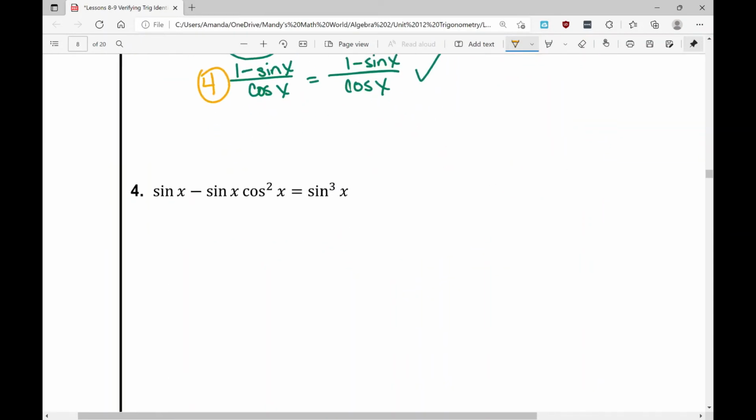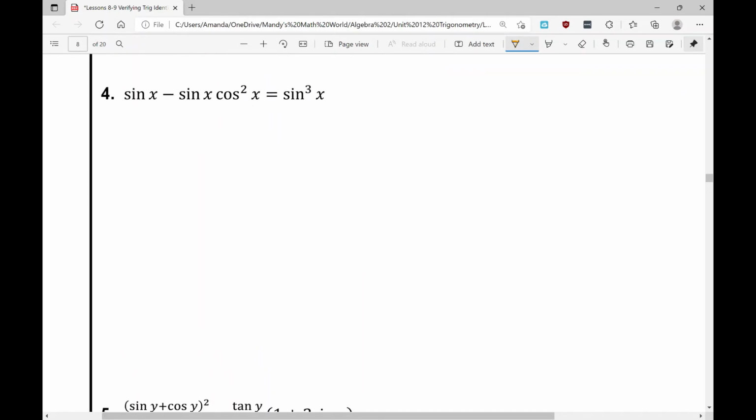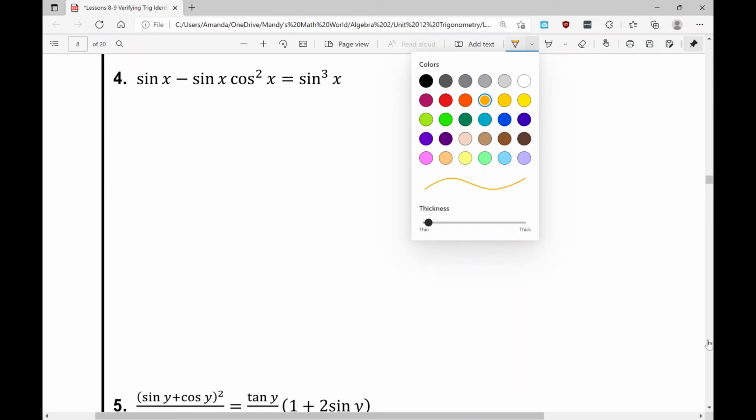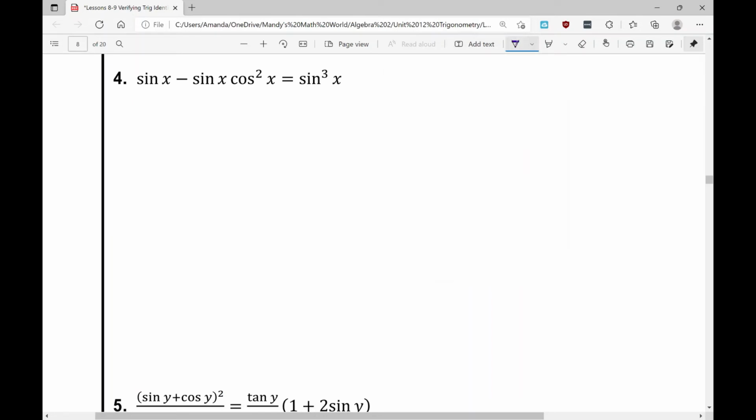I know yesterday's notes were a little bit long, but this can be really frustrating for students, and the more practice you have, the better you get, and that's just kind of how it goes. So in example number 4, sine x minus sine x cosine squared x equals sine cubed x.